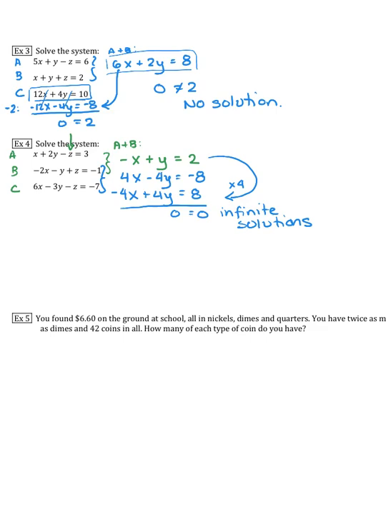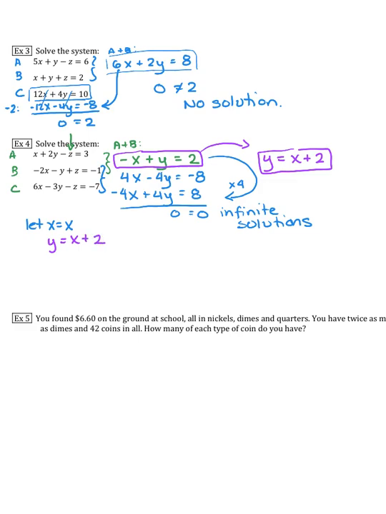So this is what we are going to do. We are going to let x equal x. I know that sounds mundane, but that's what we're going to do. Okay, so x equals x. So let's look at this equation we have right up here, where we added A and B. I'm going to isolate y. So y equals, I'm going to add x to the other side, x plus 2. So I have x equals x. I have y equals x plus 2. So what I'm doing is I'm rewriting each variable in terms of x.